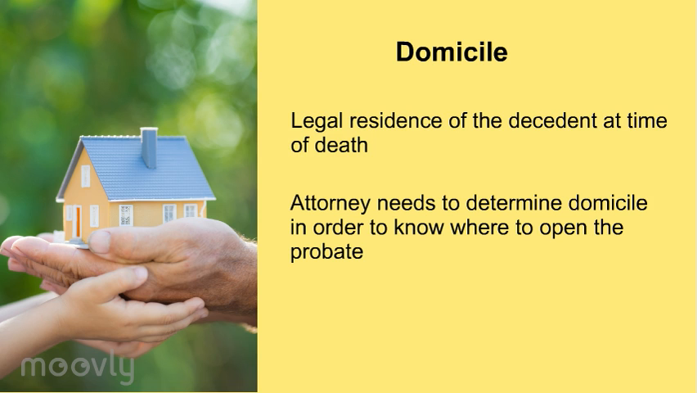Domicile is the legal residence of the decedent at the time of death. This needs to be determined in order to know where to open the probate. You can look at the decedent's address on tax returns, driver's license, vehicle registration, location of real property, and other issues as well, including looking into the will to see if there's a provision about the domicile there.